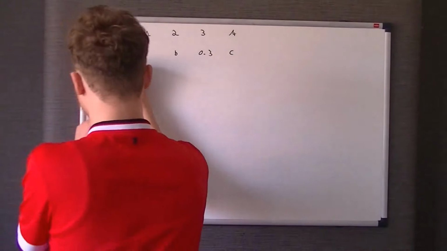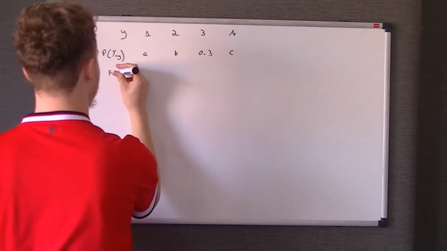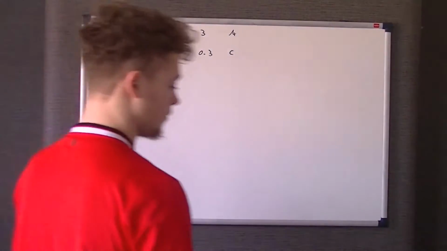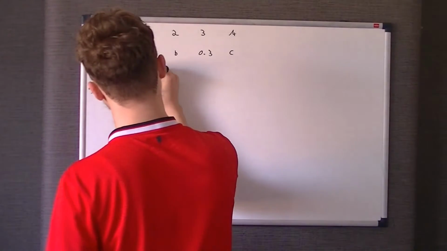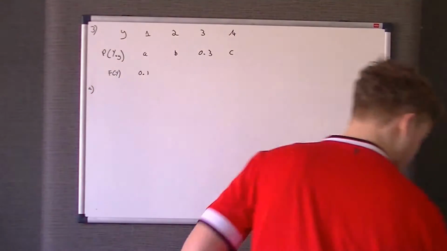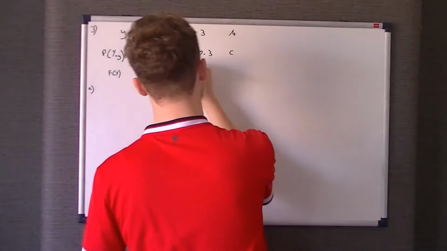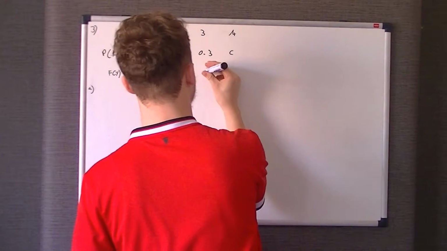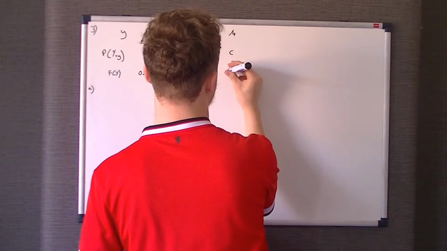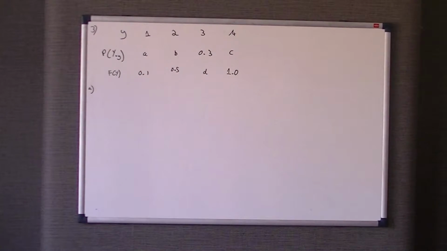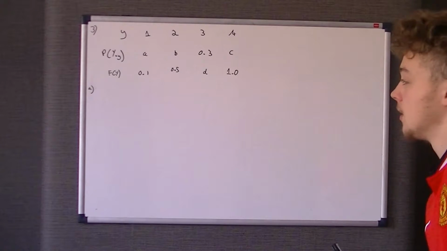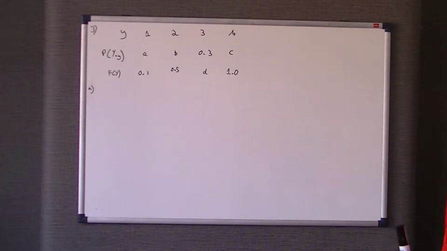We're also told this F of y. Now this F of y is a cumulative probability, and the values we're given are 0.1, 0.5, then d, and obviously 1. What we're asked to do here is find the values of a to d. They couldn't have come up with any other letters, could they?